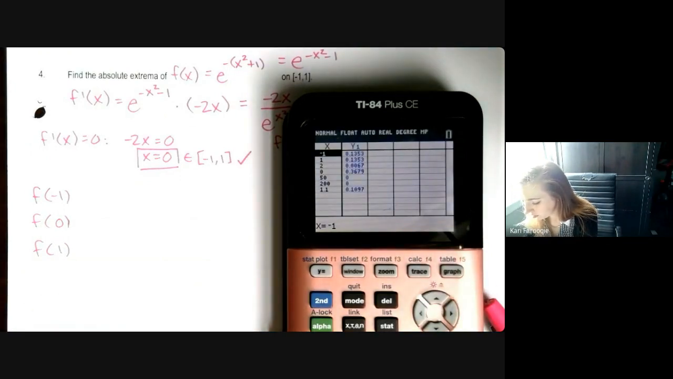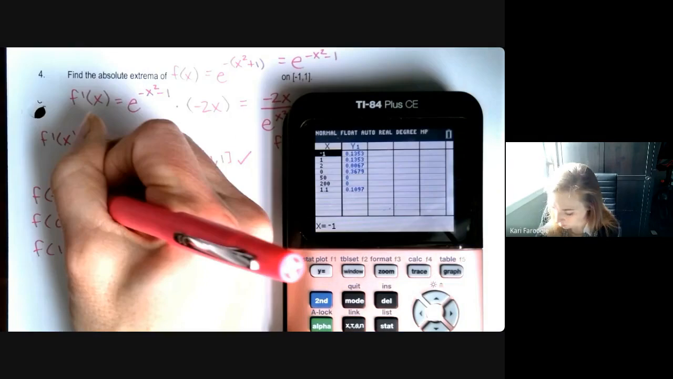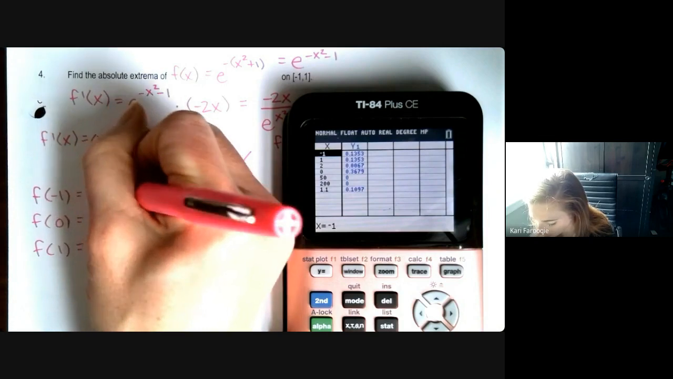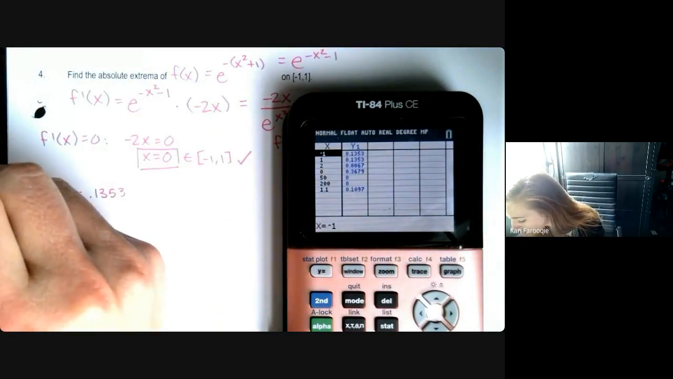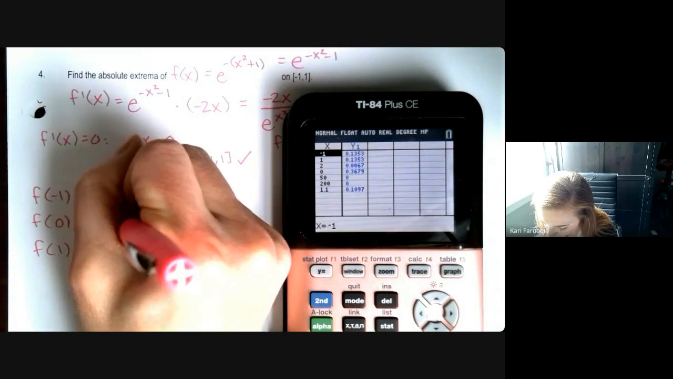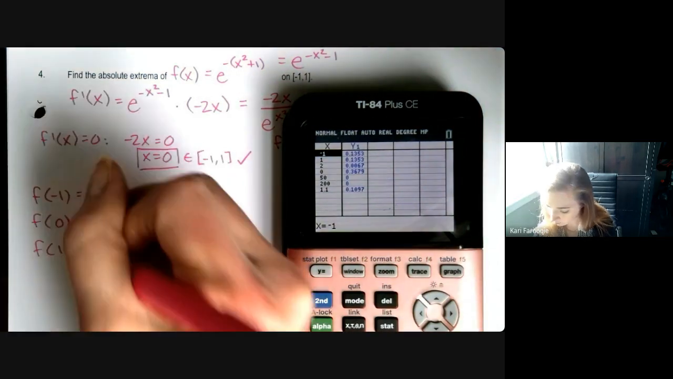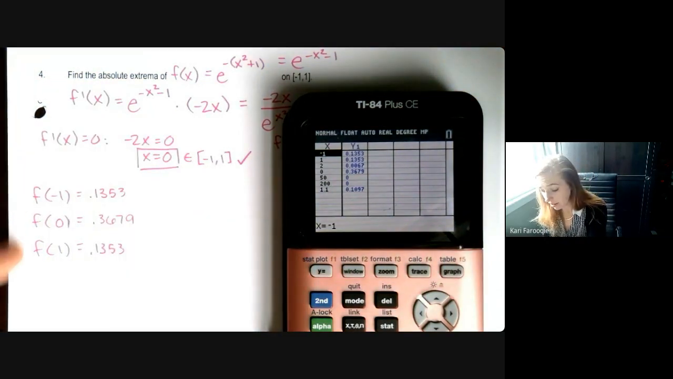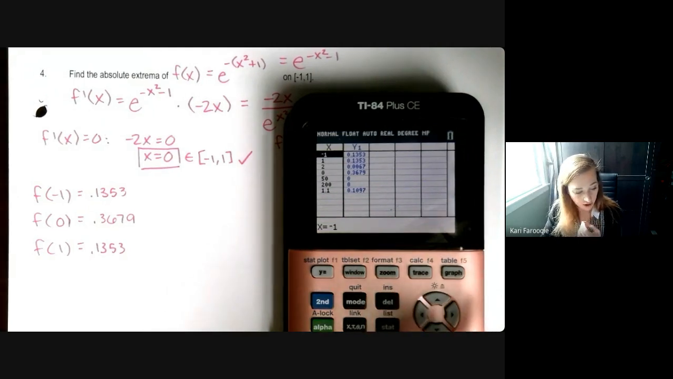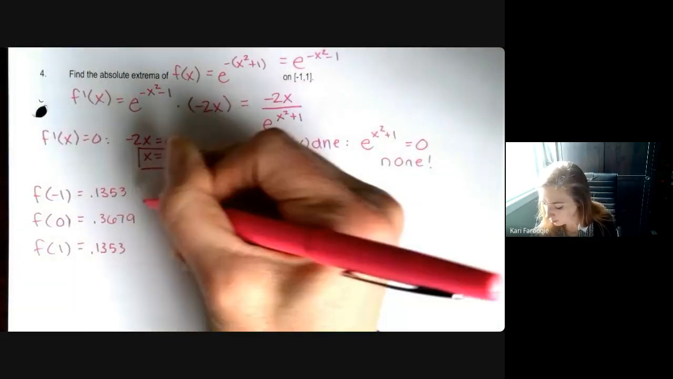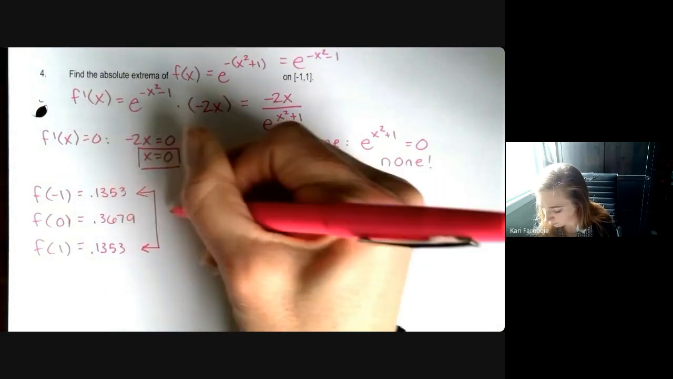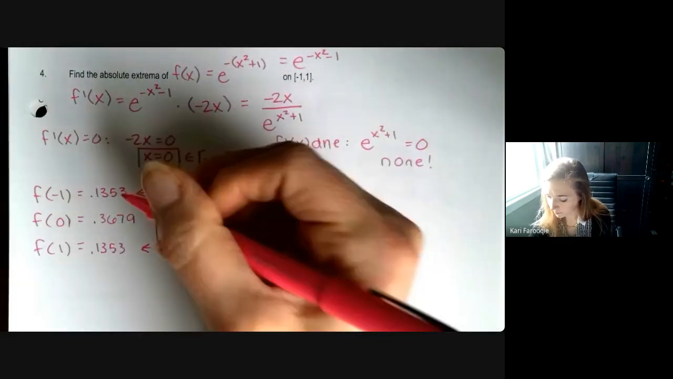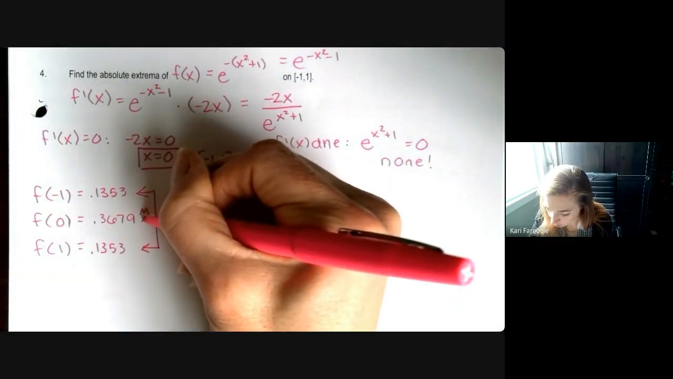I have -1, I have +1, I have 0 as values that are all sitting here already. -1 is about 0.1353. 0 is 0.3679. And 1 is 0.1353. So I have the same value at these endpoints here. So I'm actually going to have two values for the minimum. And then the maximum is going to be at 0.